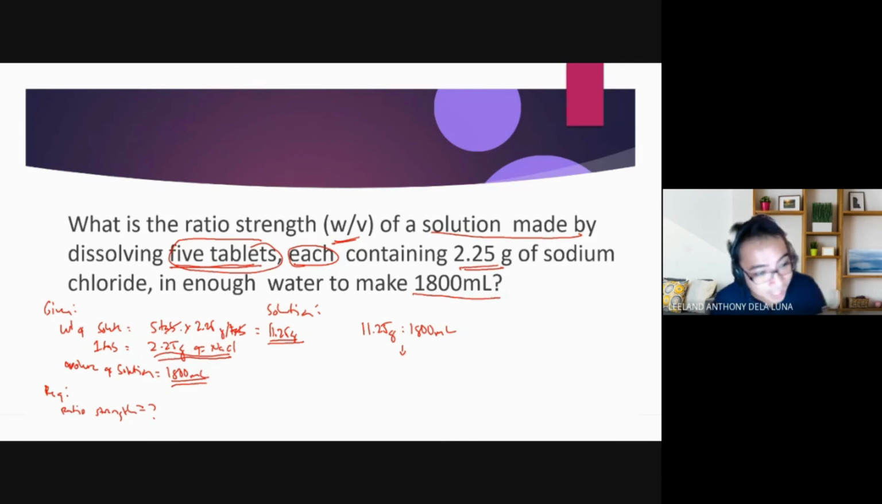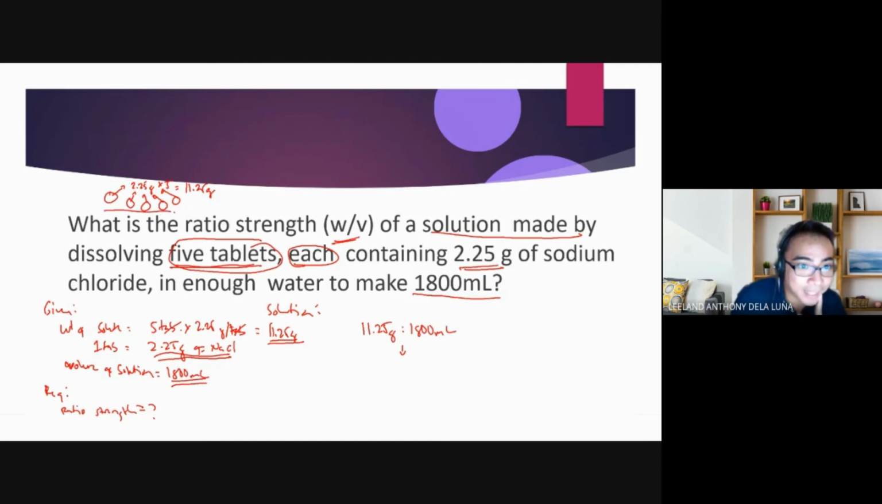Okay, each tablet, so kumbaga, 1 tablet is 2.25 grams. Ang gagawin daw natin, 5 tablets niyan. 3, 4, 5. So lahat ito, 2.25 grams. So therefore, times 5 lang ito. So you get 11.25 grams.